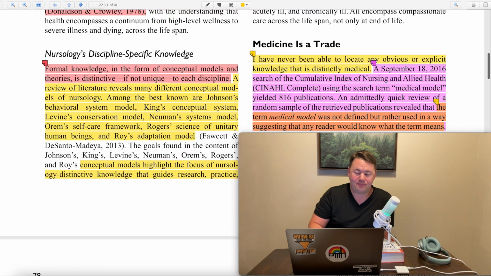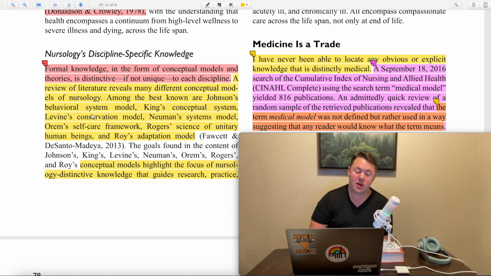Moving on. Quote, "A review of literature reveals many different conceptual models of nursology." By the way, I'm going to read nursology out of respect, because that's how she writes it. I don't like the term nursology and I won't use it. However, she uses it here, and for the sake of respecting her work, I'm going to read it as she wrote it.